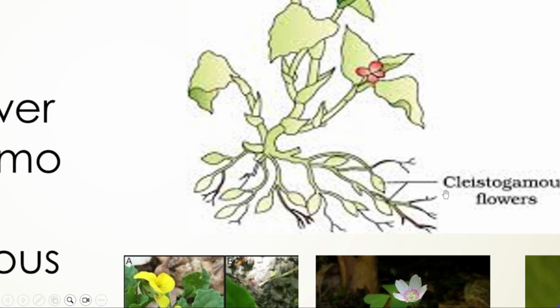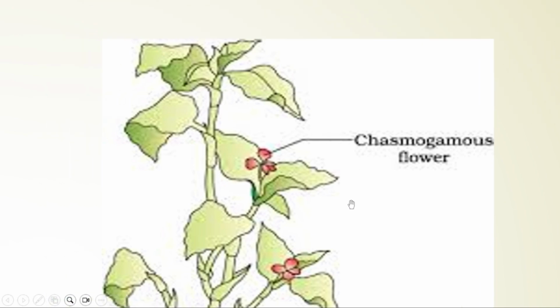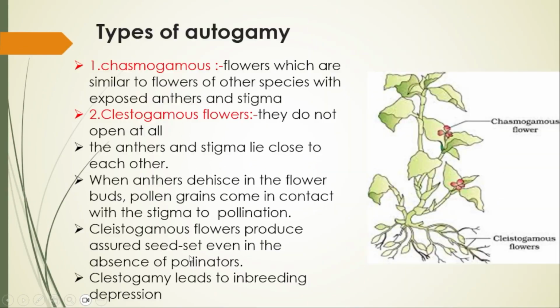If you see, the cleistogamous flower never opens, whereas the chasmogamous flower is a normal flower. What is the difference among them? Chasmogamous flowers are similar to the flowers of other species, with exposed anther and stigma, whereas cleistogamous flowers do not open at all. In such a condition, anther and stigma lie close to each other, so when the anther dehisces, the pollen grains come in contact with the stigma of the same flower, and pollination occurs.